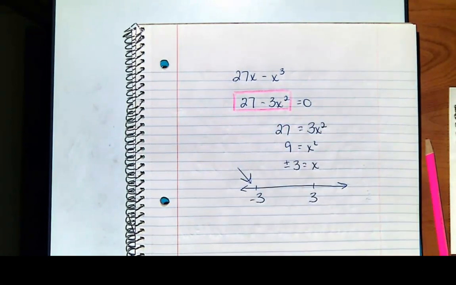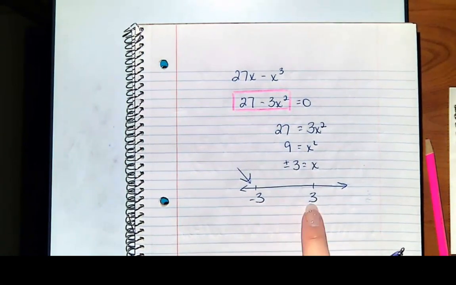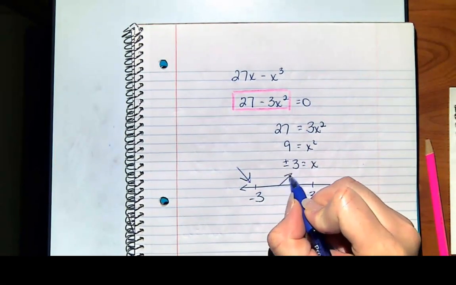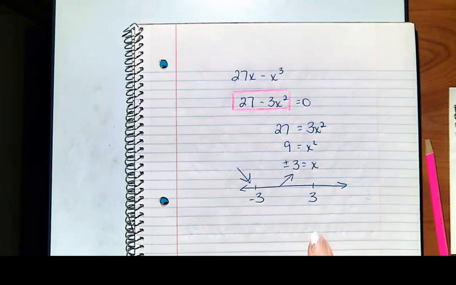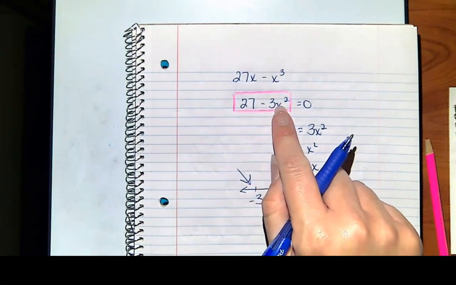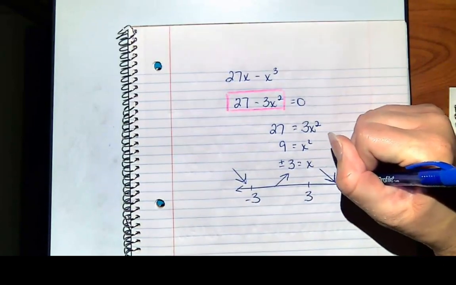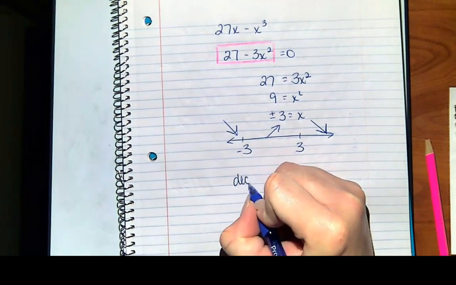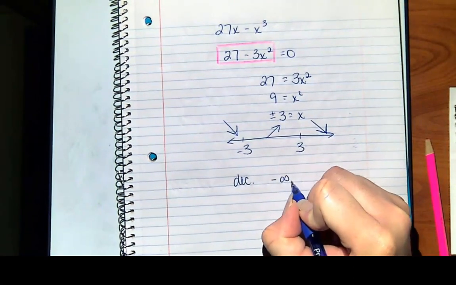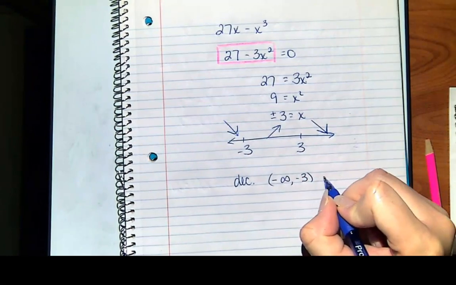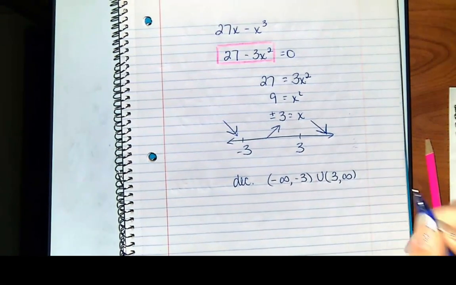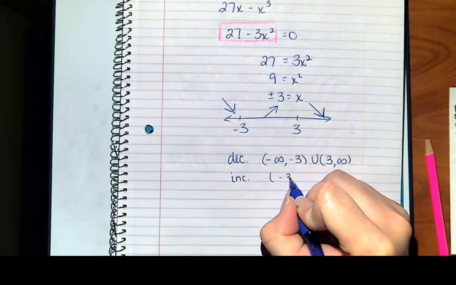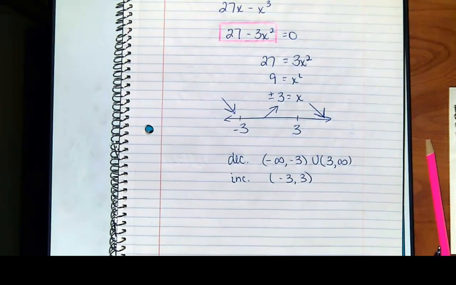So he'll be decreasing. A nice friendly number in between here is 0. So 27 minus 0 is positive, so he's increasing. And then use 10. 27 minus 300 is negative, so he's decreasing. So he is decreasing on the intervals from negative infinity to negative 3, and again from 3 to positive infinity. He is increasing on the interval from negative 3 to 3. Okay?